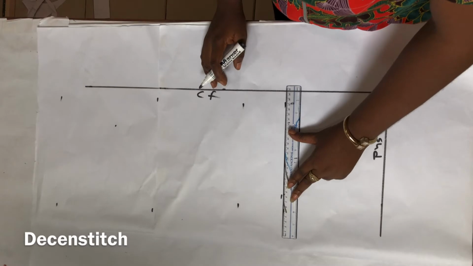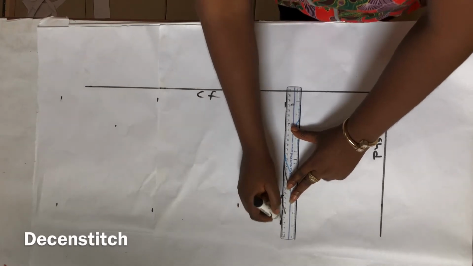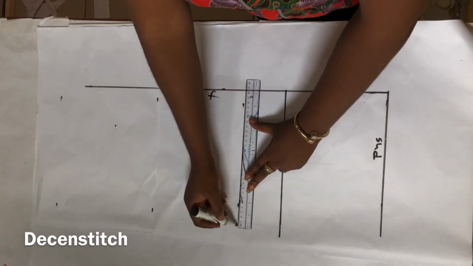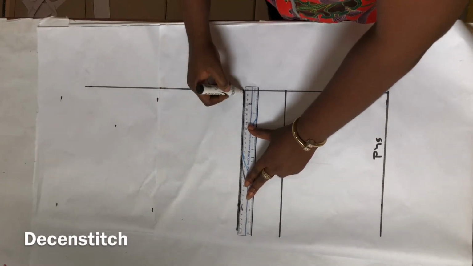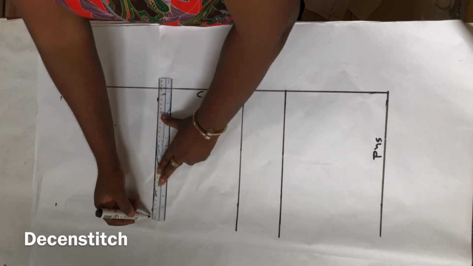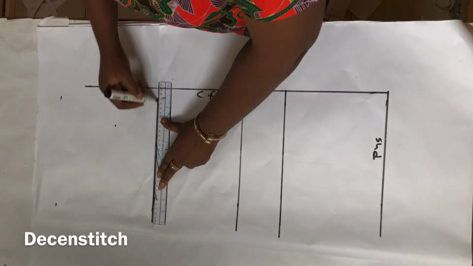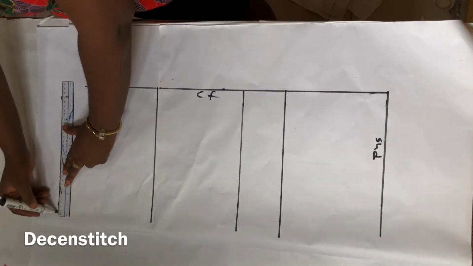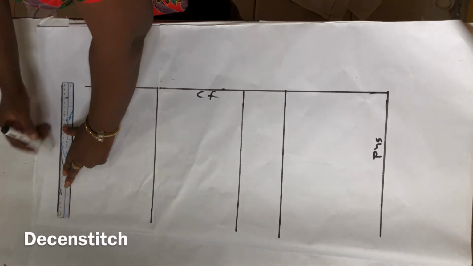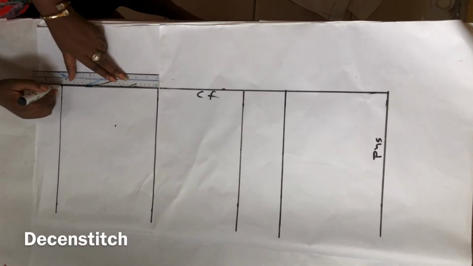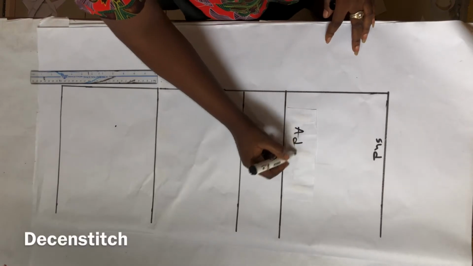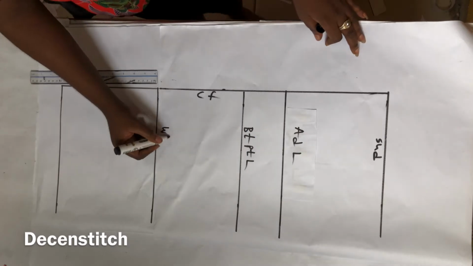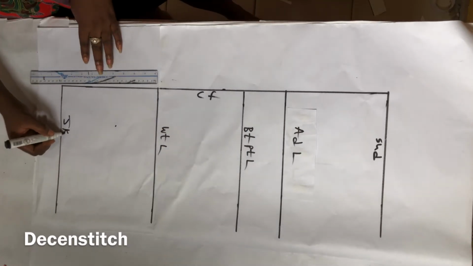I'll connect my dots. This is my armhole depth line. This is bust point line. This is my waist line, and this is my jacket length line.